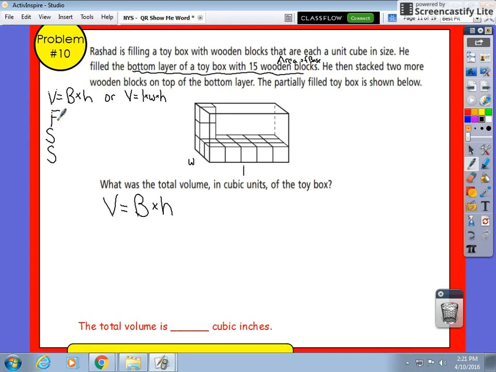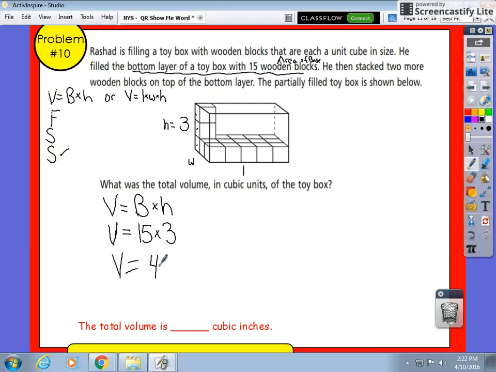So I have my formula. I now need to substitute. I don't know my volume, so I'm going to keep my V, equals 15. That's the area of the base, I'm substituting 15 in for the big B, and my height. When I go back to my problem, I can see that I had that first layer and then the 2 more. I know that my height is 3. So I have 15 times 3, and then I'm going to do my last step of solving.